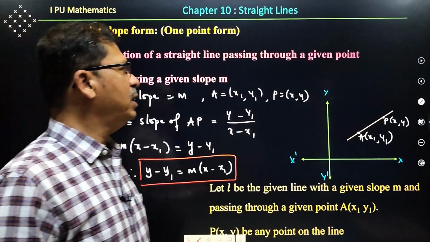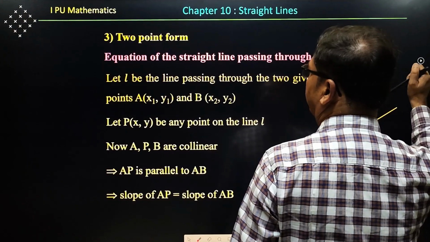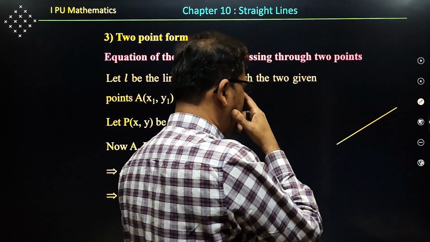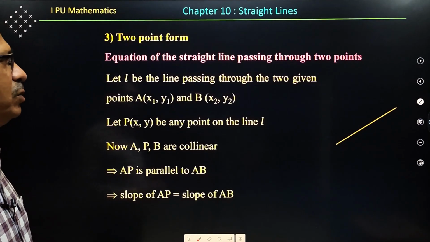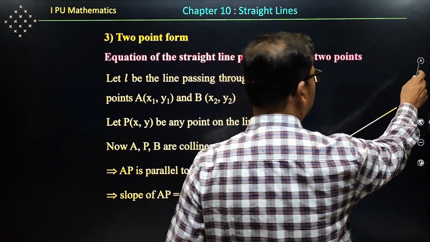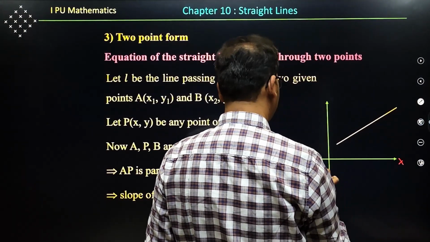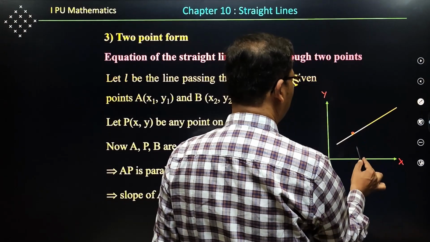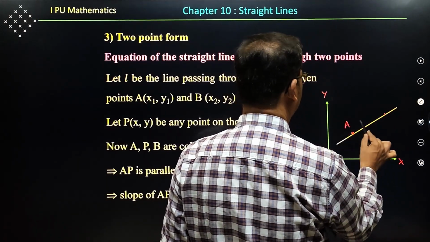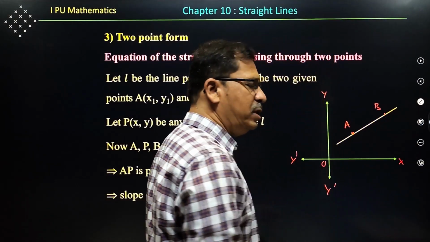So now let us move to the next case, the 2-point form of the straight line. Now observe here, the equation of the straight line passing through 2 points. You choose a coordinate system here. This is your x-axis, this is your y-axis, this is the origin, and the line is passing through 2 points, say A and B. In notation AB we have taken here. It is passing through 2 points.